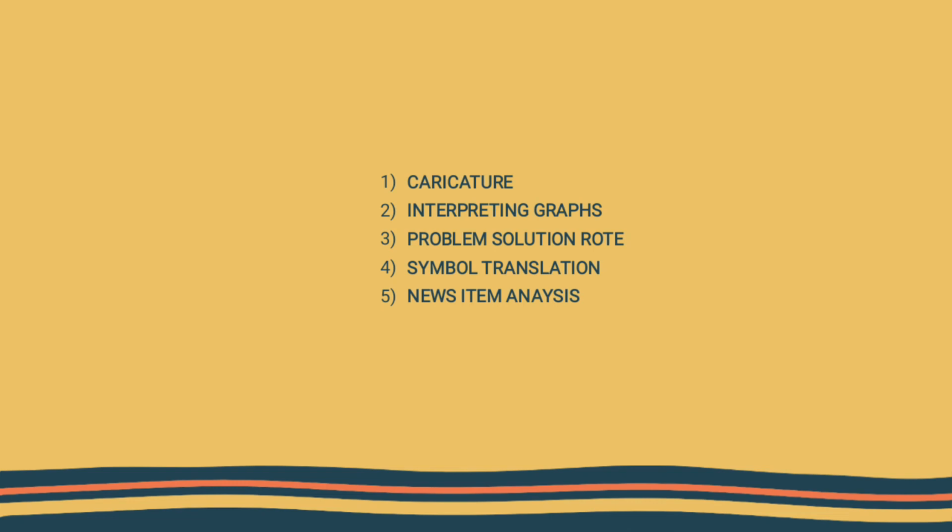The next one and the last one is news item analysis. So, students read news articles from different sources, print or non-print, then pick one issue that interests them and they identify the cause.